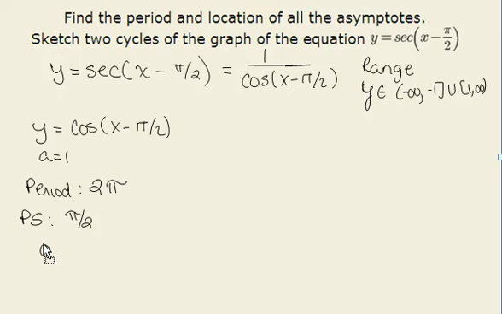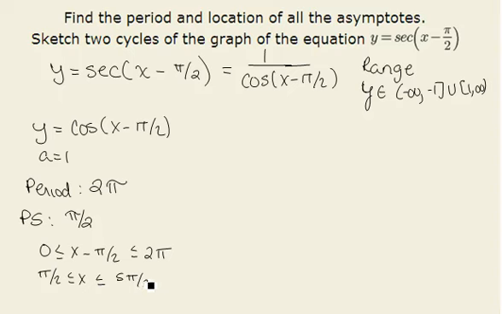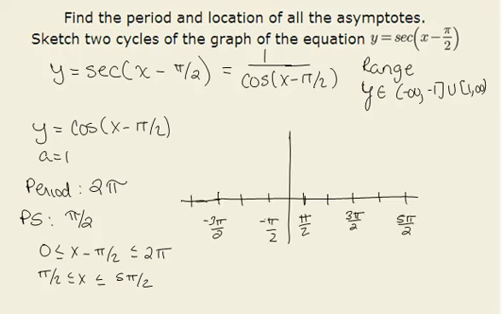If we looked at our 1 cycle interval for cosine, we would add pi over 2 to both sides, giving us 1 cycle between pi over 2 and 5 pi over 2. We are now ready to sketch our graph of the cosine of x minus pi over 2. In order to sketch 2 graphs, I made my first cycle between pi over 2 and 5 pi over 2, which is 2 pi units. Going in the negative direction, my next interval would be from pi over 2 to negative 3 pi over 2.